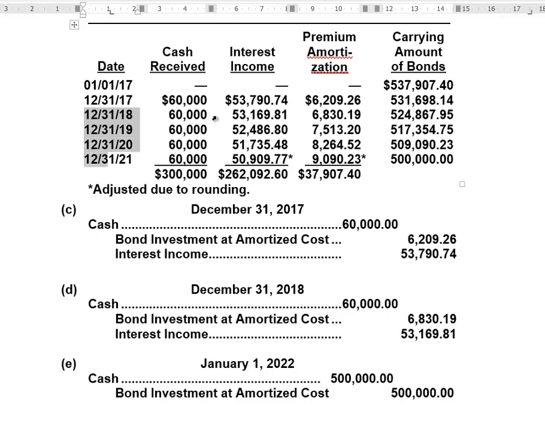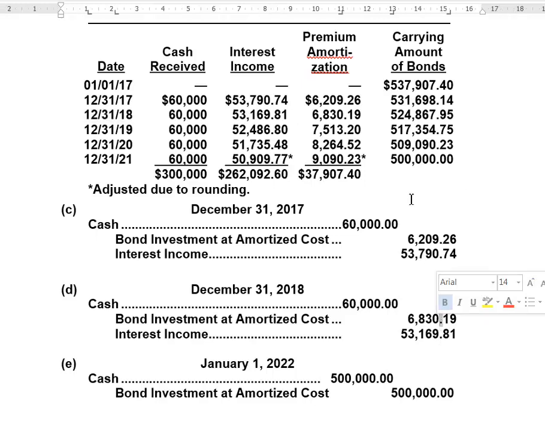We're going to go across this row here, debit our cash for $60,000, credit our interest income for 10% of the carrying value to open the 2018 period, which is this guy, right? And credit the amount of the premium we amortized, which is $6,830.19. They then asked us not to do 2019 and 20.